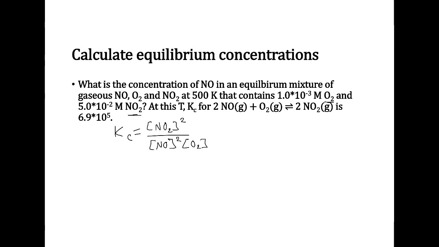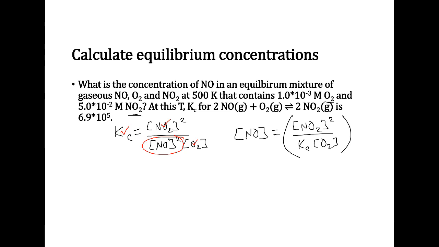In this case, notice that we know the concentration of O2, we know the concentration of NO2, and we know what Kc is. So we're going to solve for the concentration of NO. We're going to cross multiply and divide. So the concentration of NO is equal to NO2 squared divided by Kc times the concentration of O2. This whole side we'll take the square root of.